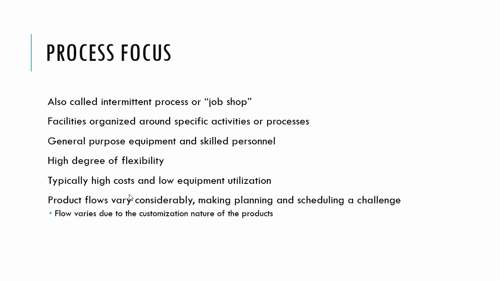First, we have the process focus. It's the low volume, high variety type. What that means is that we are doing all custom jobs. This process is also called a job shop or an intermittent process. A good example of a job shop is a machine shop, a place where custom metal parts are fabricated. Process-focused organizations use general-purpose equipment, or GPE, and highly skilled labor to run those machines. The machines, and the people running them, have a high degree of flexibility. Because each order that comes in is custom, product flows vary considerably. This fact makes it difficult to plan and schedule machine time for upcoming jobs.